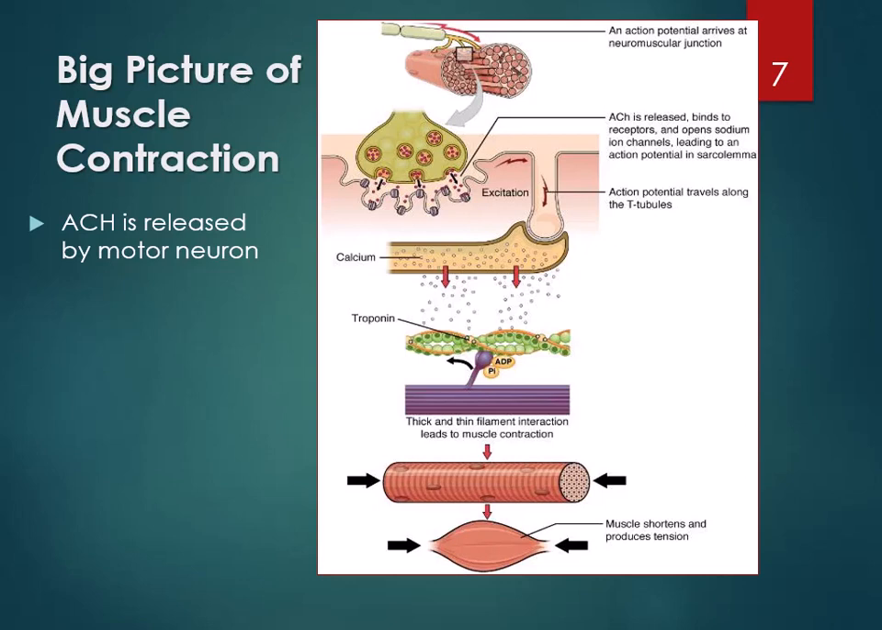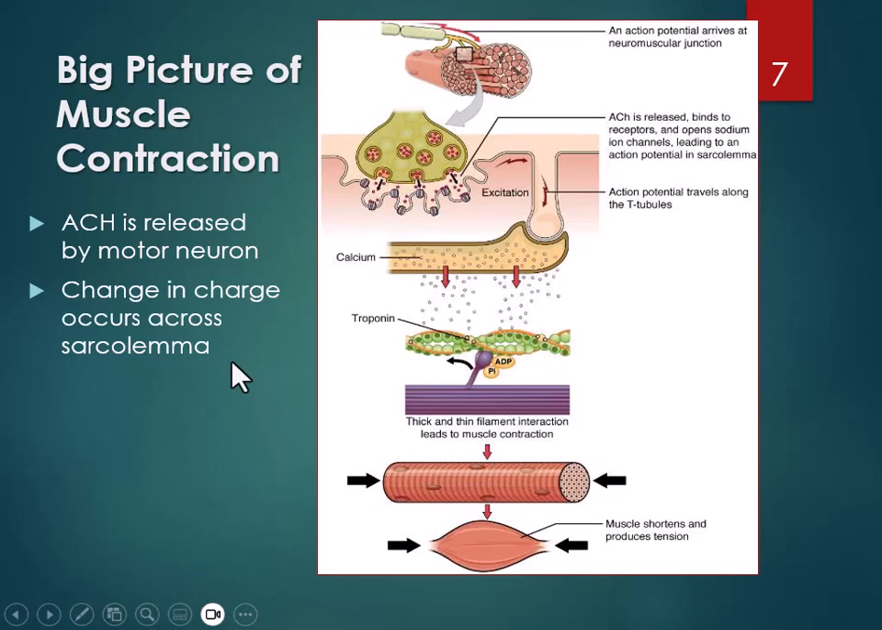Okay, and you can see that in this top picture here. This green thing at the top with the little vesicles contains ACH. ACH is released upon that impulse coming down that axon, goes into the little space there, and it binds receptors on the sarcolemma. That causes a change in charge to happen. Sodium rushes in, makes the inside more positive. That increased positivity inside causes calcium, stored in the sarcoplasmic reticulum, to flood into the cytoplasm or the sarcoplasm of the cell.